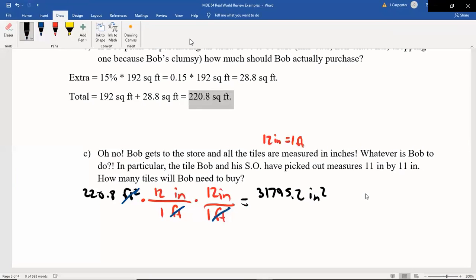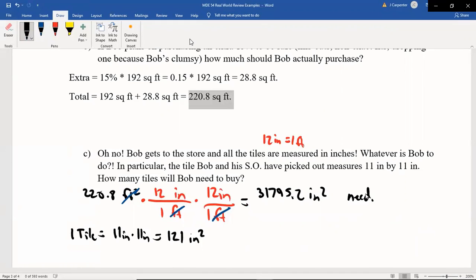31795.2 square inches. A whole lot of square inches. So this is how much we need. But how many tiles is this? Well, each tile is 11 inches by 11 inches. One tile is 11 inches times 11 inches. 11 times 11 is 121. Inches times inches is inches squared.